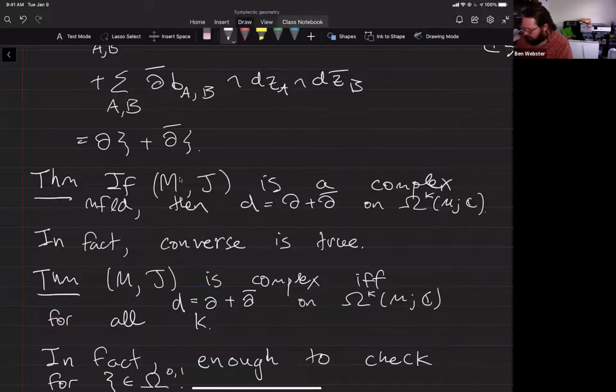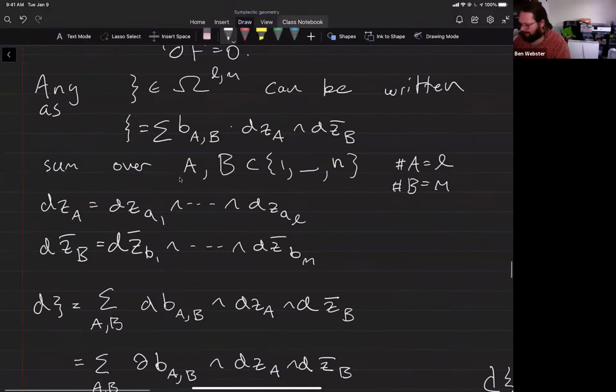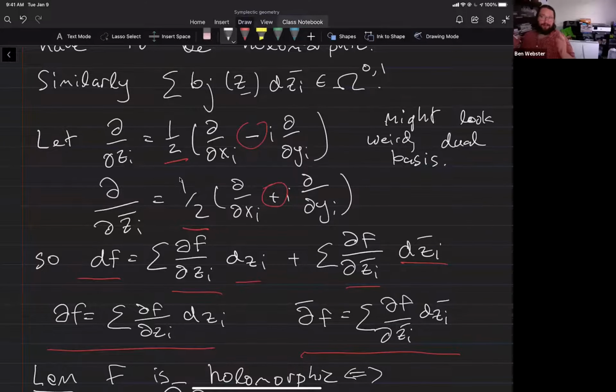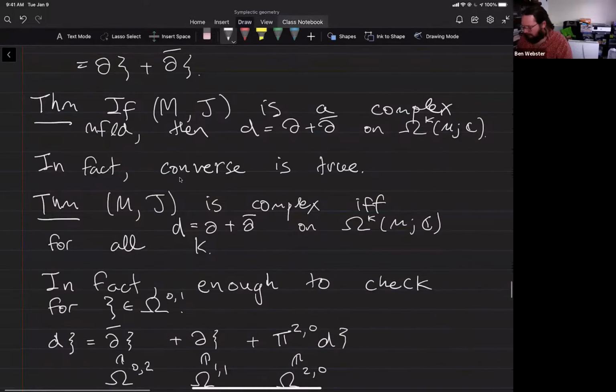All right. Any questions? Let me go back to a little bit of this more explicit linear algebra stuff. This is, at least to my mind, a helpful way of thinking about these LM forms. Okay, so I wanted to at least explain a little bit about why this statement is true, that d equal to del plus del bar implies that the manifold is complex.